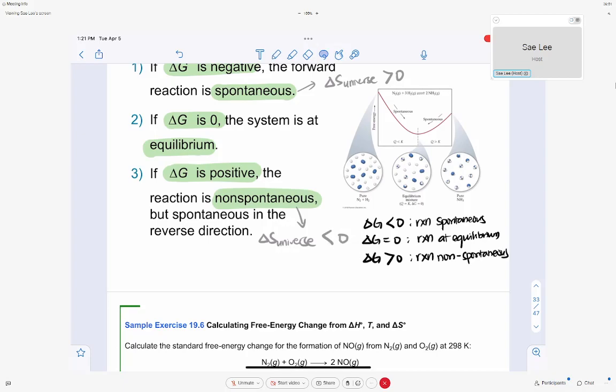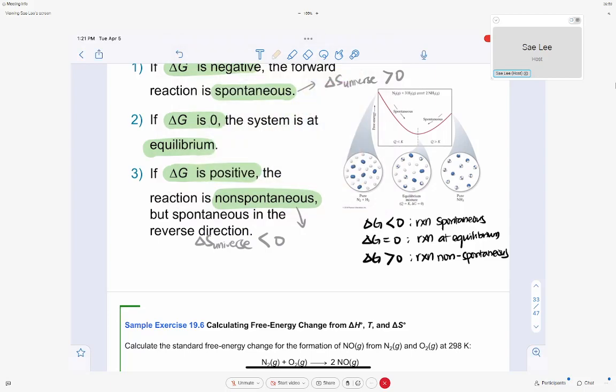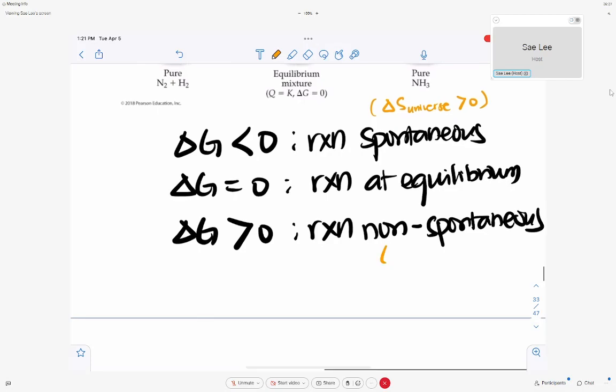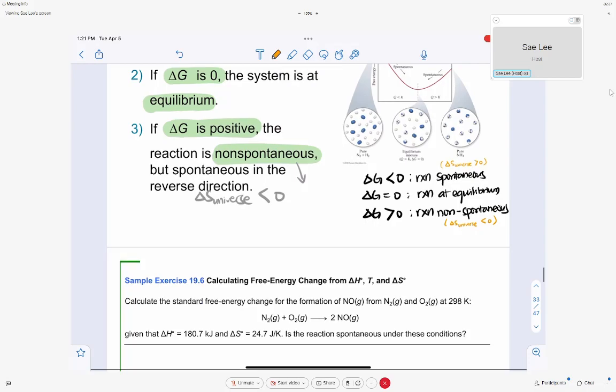Okay, again, to make a small note: for a spontaneous reaction, delta S of the universe is positive. For a non-spontaneous reaction, delta S of the universe is negative. So this is what you have to memorize.